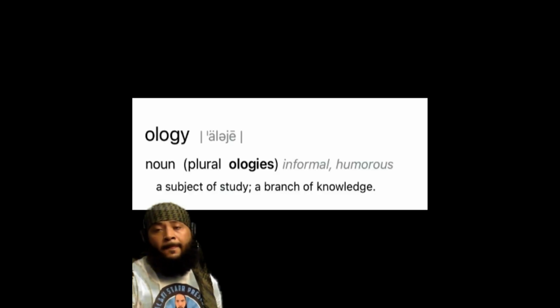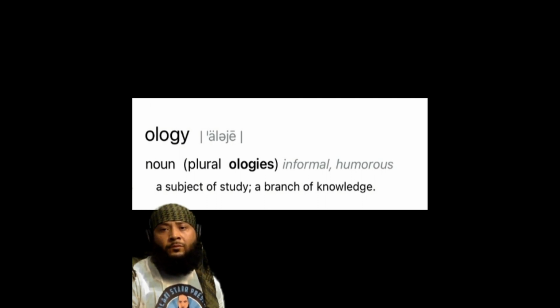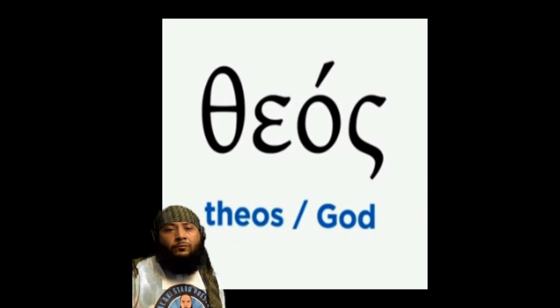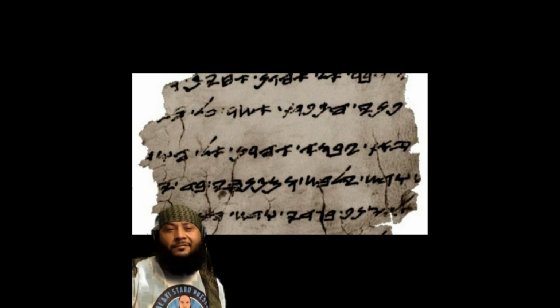We see evidence of this in the stem of the English word theology. Ology being the root word meaning a subject of study, a branch of knowledge, and the stem word theos meaning God, creating the definition of theology, the study of God. However, if theos meaning God is a Greek word, but the ancient Hebrew language predates the ancient Greek language by millennia, then what was the word used by the Hebrews in the Hebrew Bible, and what did it mean?